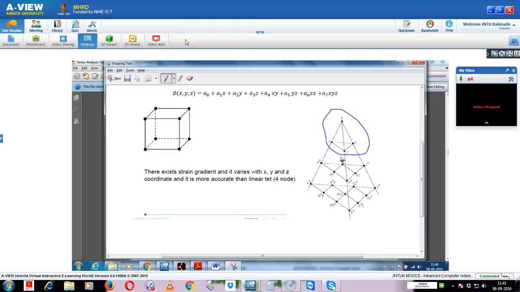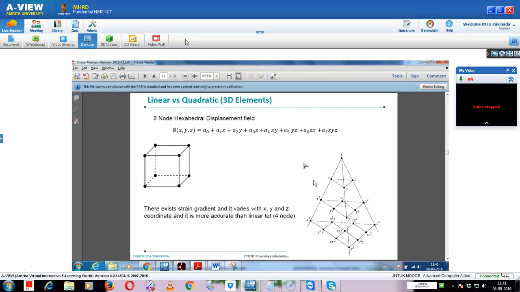So all these 4 terms, then xz, xy, yz. So that will complete 7 terms, and the 8th term will be xyz. So this will complete an incomplete polynomial with symmetric behavior. Okay.